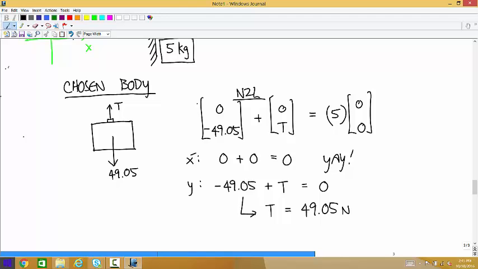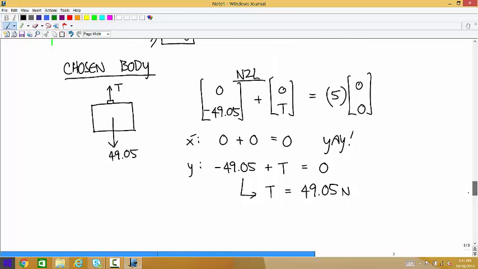And for the weight, could you please explain the x and y values? Why is the y value negative 49.05? We know that it's acting this direction. Well, I know why it's negative, but is it just because you use the acceleration? Yeah, the weight is always equal to the mass times 9.81.